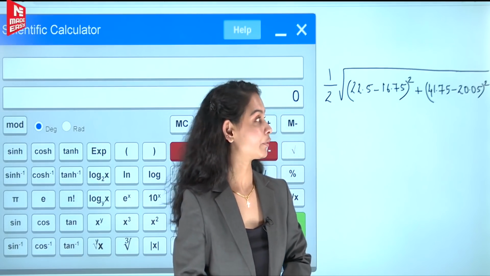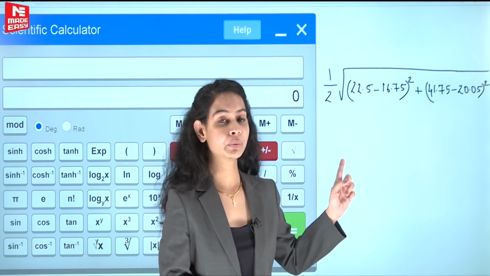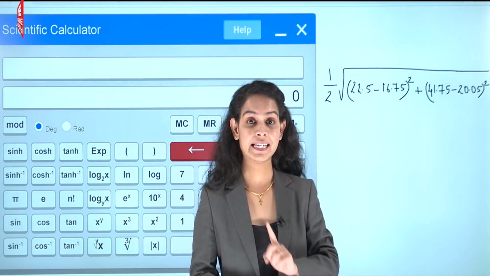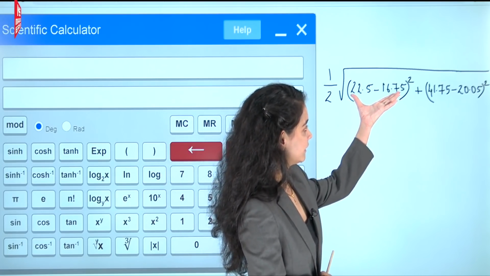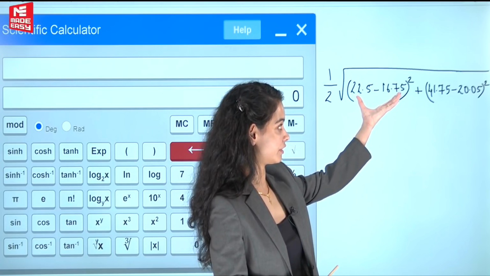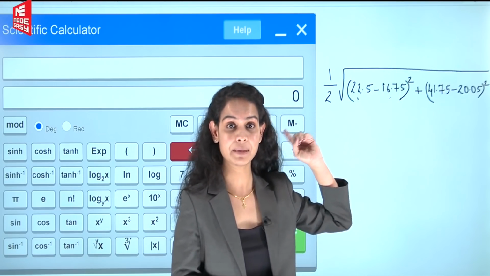Now next we will see how to perform this under root calculation. For this again we will be doing it in one single go without writing anything on our rough sheets. First enter the under root of the first term, this is the square, and then the second, and then we will use memory functions.